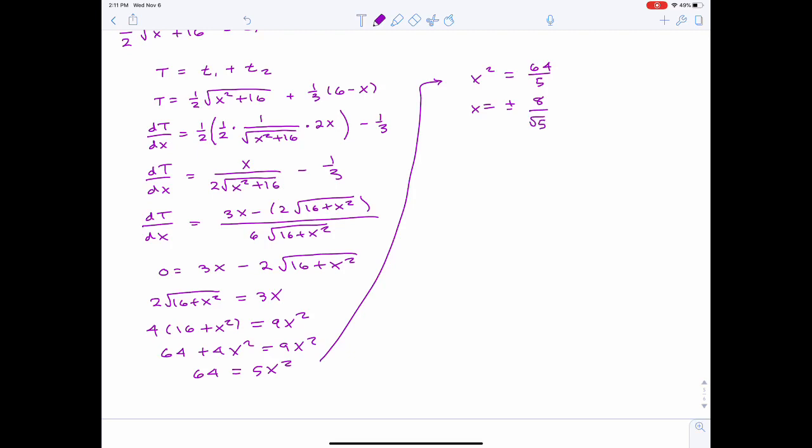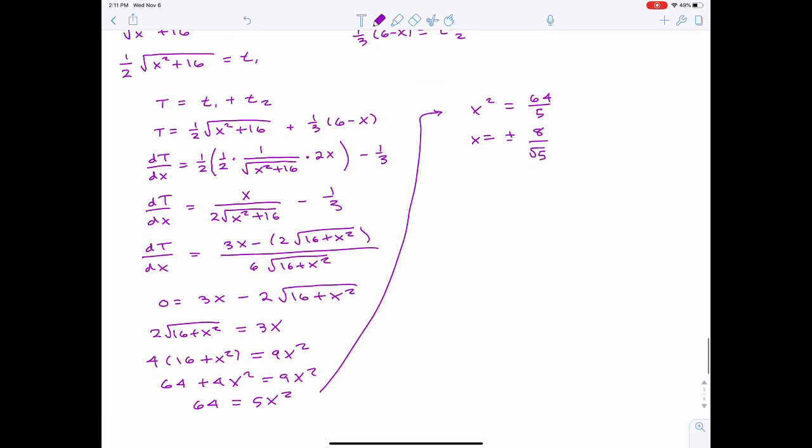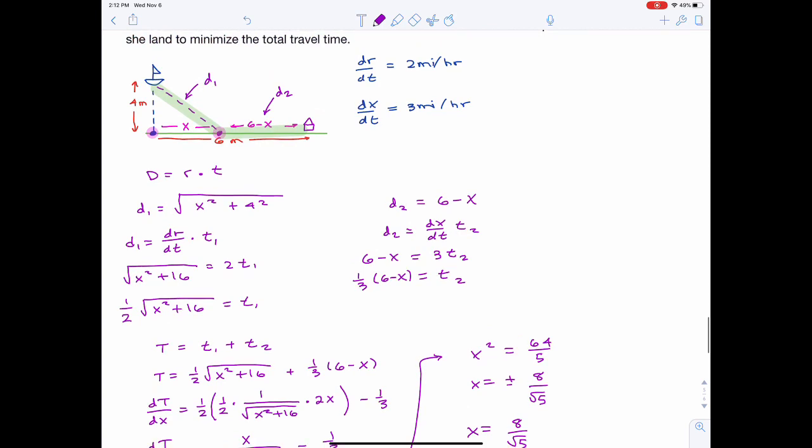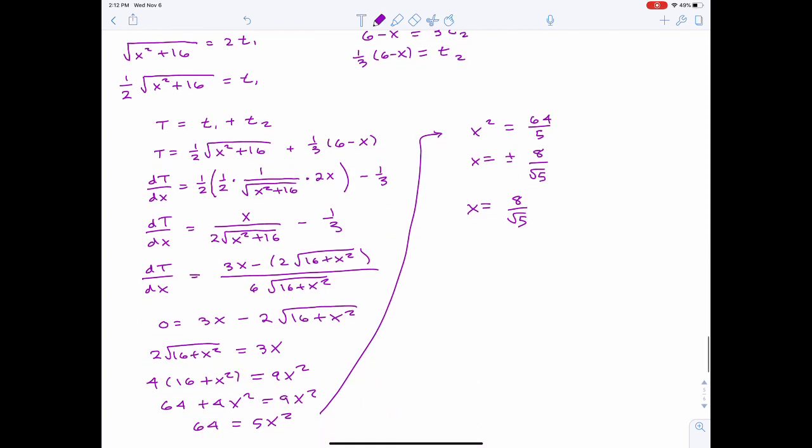So that tells us, in terms of where she should park her boat, that she is going to park it, not the negative. Going back to my picture, she's going to park it 8 over root 5 miles from the starting point, from this point. Okay? So our answer is 8 over root 5 miles from the starting point.